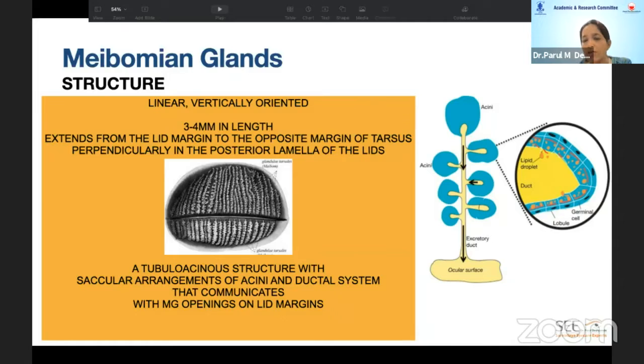So if you can see here, the blue are the acini, which secrete the lipid-containing substance, that is meibum. This is secreted into the ductules, and these ductules connect to the main duct, which in turn then drains onto the ocular surface through the meibomian gland openings.